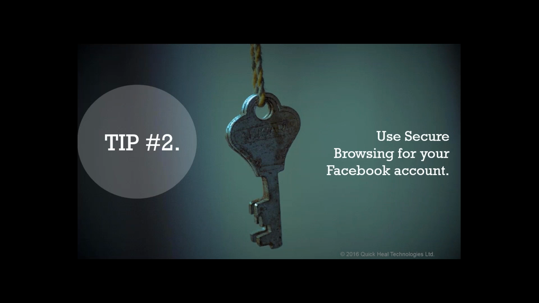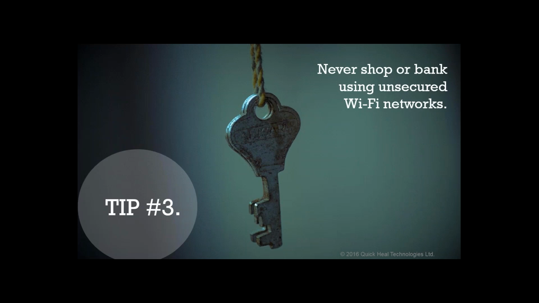The second tip is to use secure browsing for your Facebook account. Secure browsing is a security feature. With secure browsing, Facebook encrypts your activity wherever possible. This makes it harder for any cyber criminals or anybody other than you to access your Facebook information without your permission. So secure browsing is a safety measure implemented directly by Facebook to ensure that your Facebook information is restricted to you and is not available for anybody else to use on your behalf.